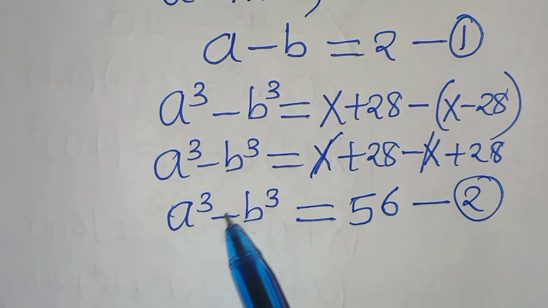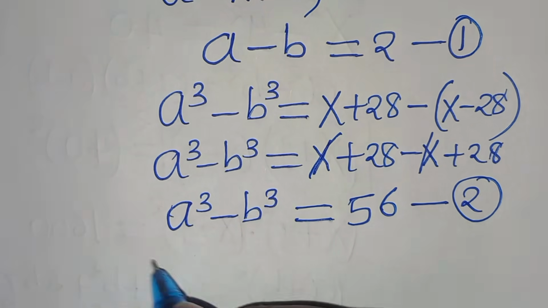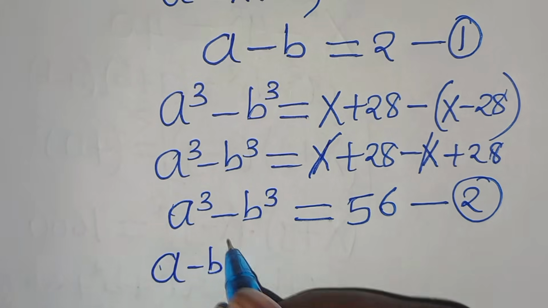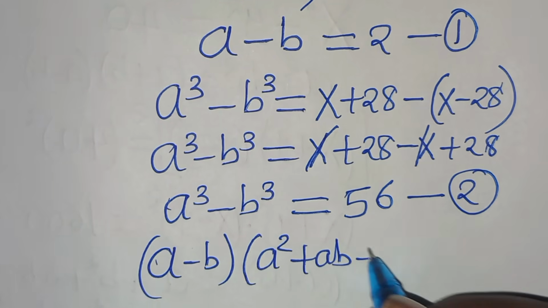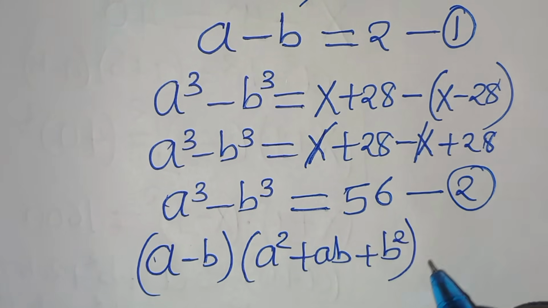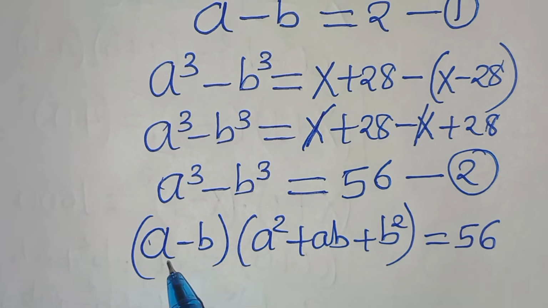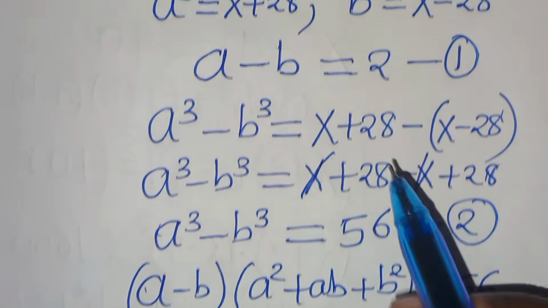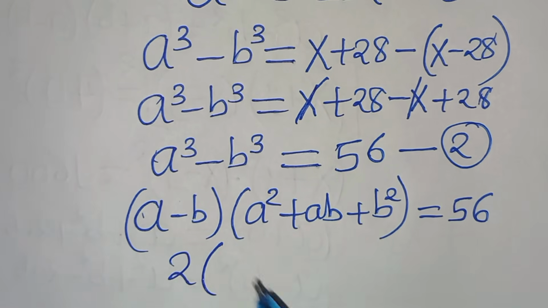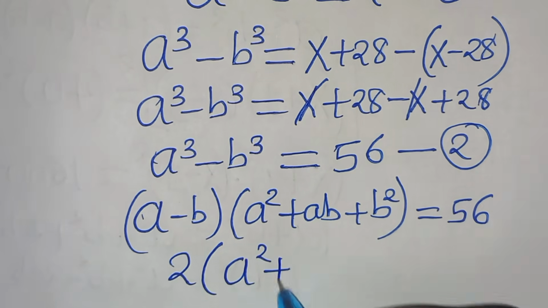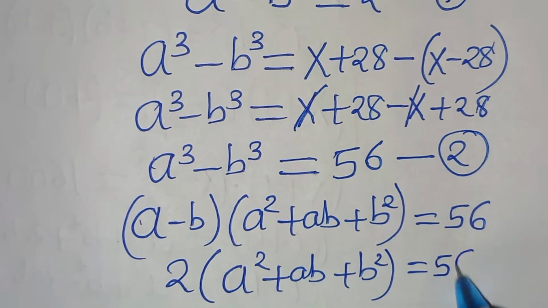We have that a cubed minus b to the power of 3. This is the difference of two cubes that we can express as a minus b times a to the power of 2 plus ab plus b to the power of 2. This is equal to 56. Now we have that a minus b, this is equation 1, which is equal to 2. So let's substitute 2 here. We have 2 into the parentheses, a squared plus ab plus b to the power of 2, equal to 56.